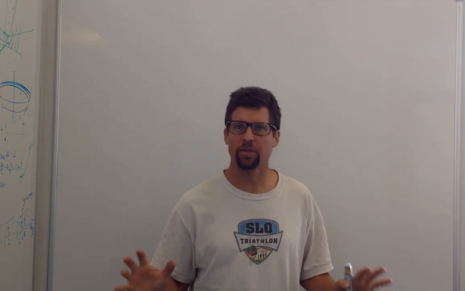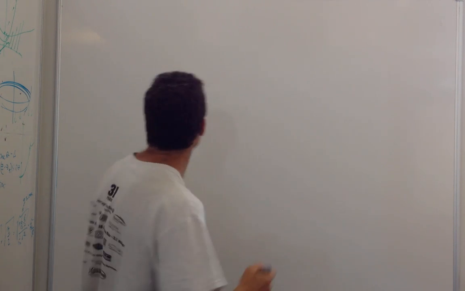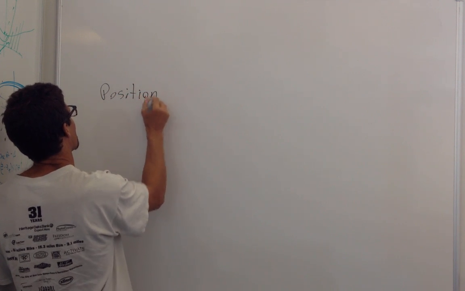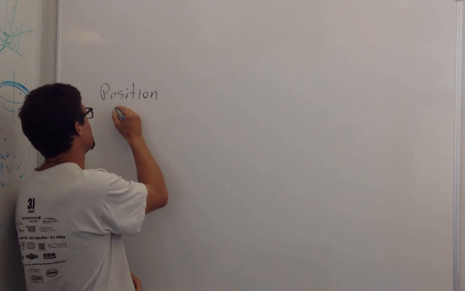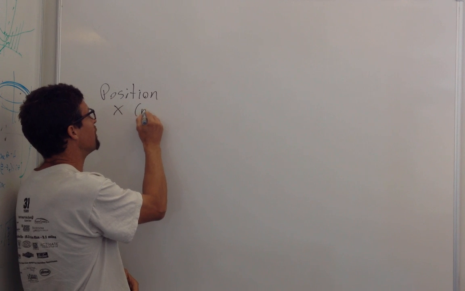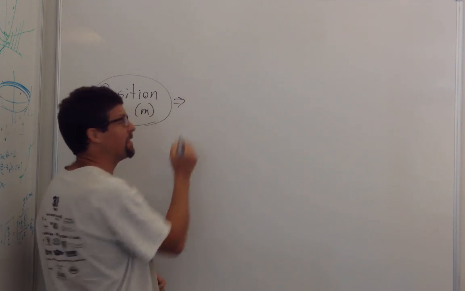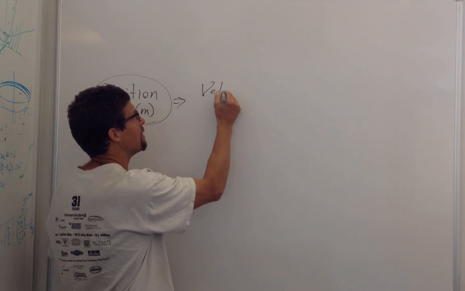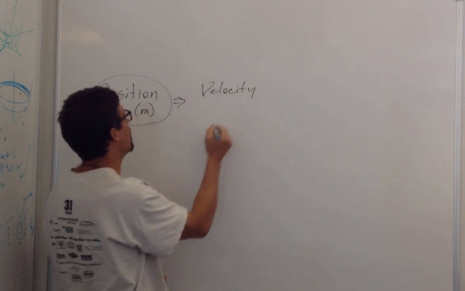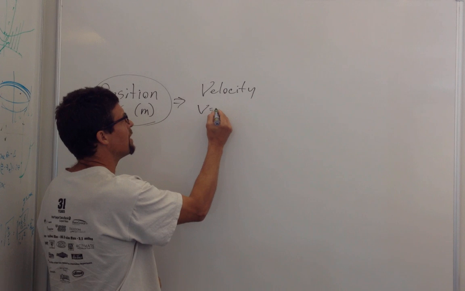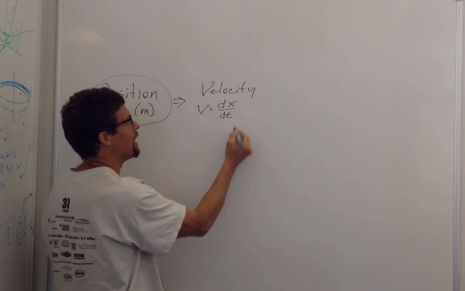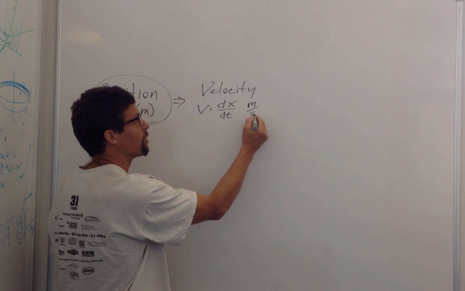Okay, so let's see what we have so far. We start with position, and we call that x. And the unit is meters. By taking the derivative, we can change it to velocity or speed, which is v is equal to the derivative of displacement, and that's going to be meters per second.